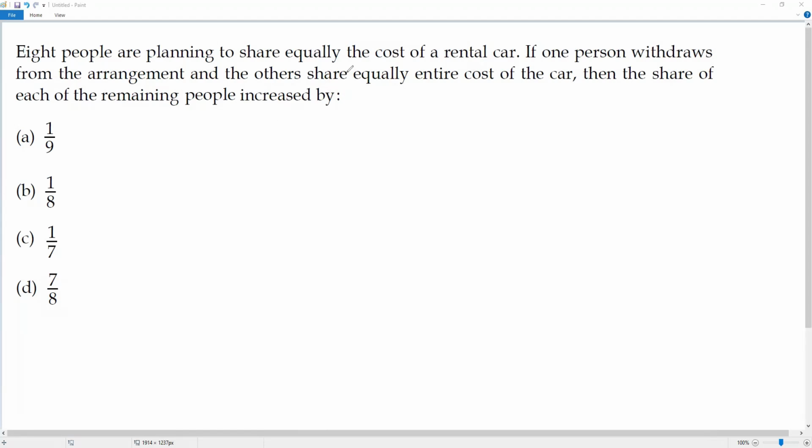8 people are planning to share equally the cost of a rental car. If one person withdraws from the arrangement and the others share equally the entire cost of the car, then the share of each of the remaining people increased by.